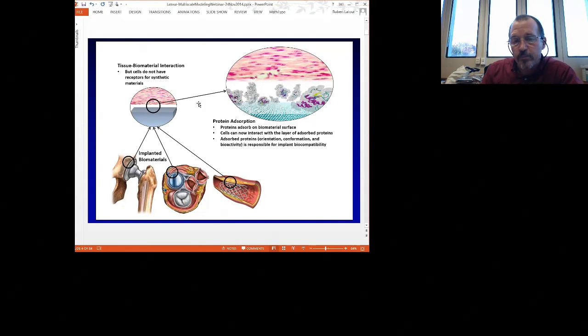So what happens when these materials are placed in the body, proteins in the body fluids rapidly adsorb on the surface, and they are what make the surface now bioactive. And so it's the orientation and the conformation that controls the bioactivity of this adsorbed layer of proteins. And this is really what drives the biological response to materials. So this has been a major area of research in the biomaterials field to try to understand protein adsorption and then how to design materials to control it, because this is the link to control biological response.